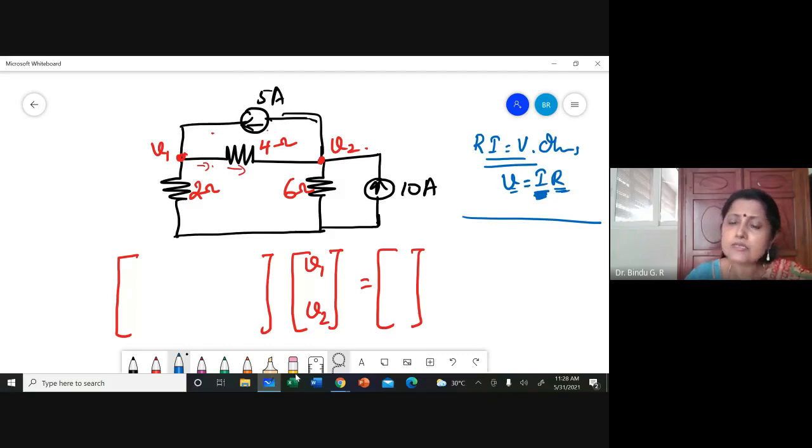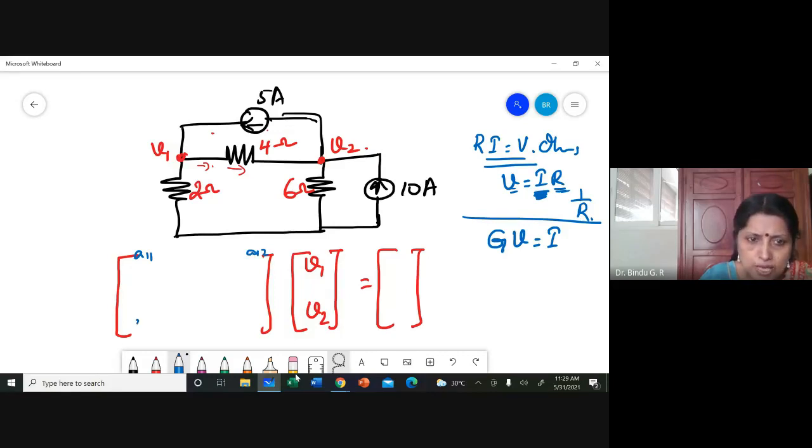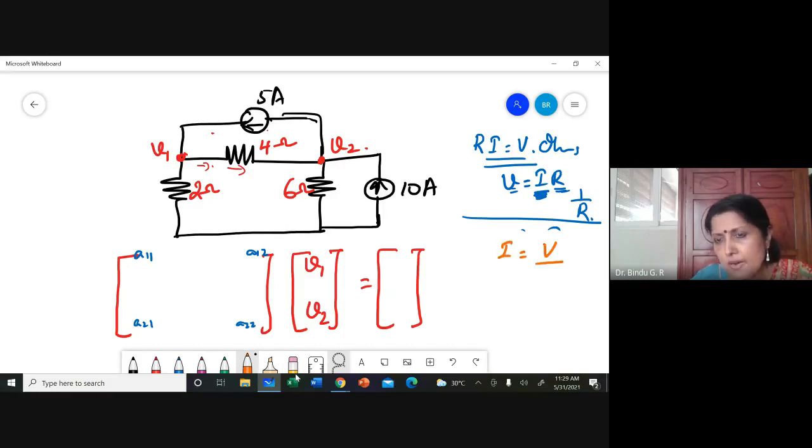You are writing all values of R and I, then you get a voltage on the right hand side. But here you are concerned with voltages. So what you do is the conductance into voltage is equal to current. That is how you are doing. What is conductance? 1 by R. So here A11, A12, A21, A22, the positions you have to fill up with the conductances. I is equal to V by R, or I is equal to VG, where G is the conductance.